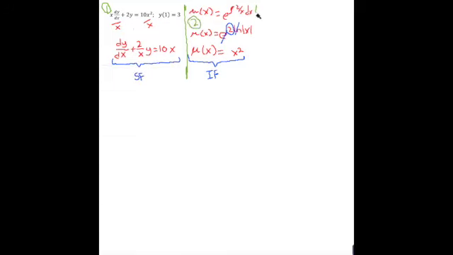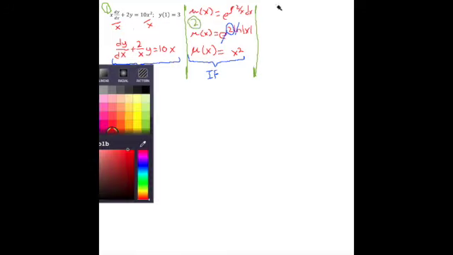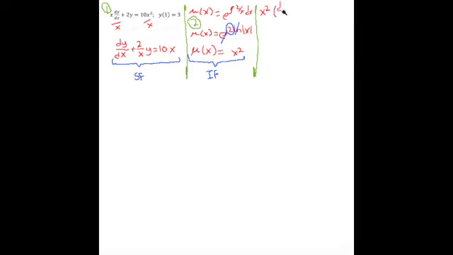For the next step, we're going to multiply both sides of the differential equation by mu sub x. So we're going to take x squared and distribute it among dy/dx + (2/x)y, and that's going to be equal to x squared times 10x. From this, we get x² dy/dx + (2x²/x)y equals 10x³.